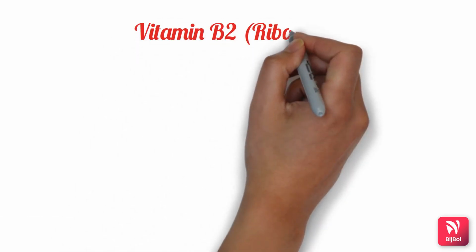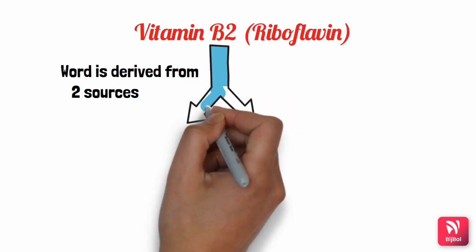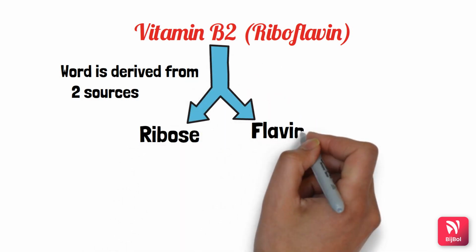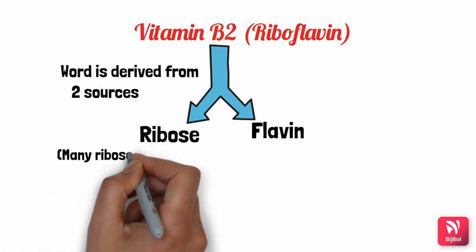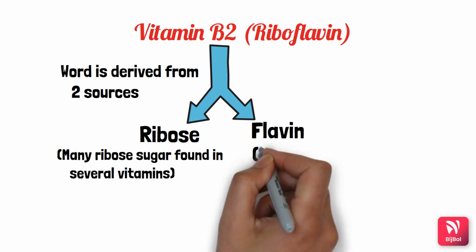Coming to the next B complex vitamin, that is vitamin B2, also called riboflavin. The word riboflavin is derived from two sources: ribose and flavin. So what is ribose? Ribose means the sugar found in several vitamins. And what is flavin? Flavin means yellow.